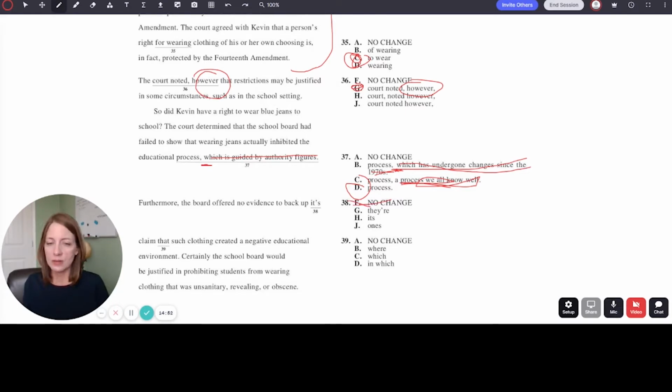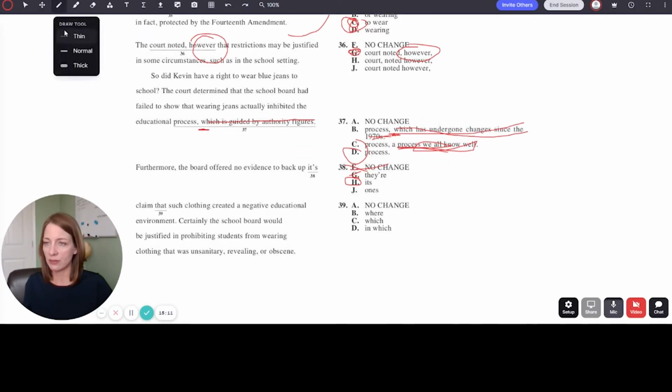All right. Back to the board is acting as a single unit. Okay. So it's claim. Okay, so we're not there, not plural. Its claim. So "its" is the possessive. And just to kind of give you strength on that, it's referring to the board. So it's acting as a collective noun, just one acting together. Okay. 39, its claim that such clothing created a negative educational environment.